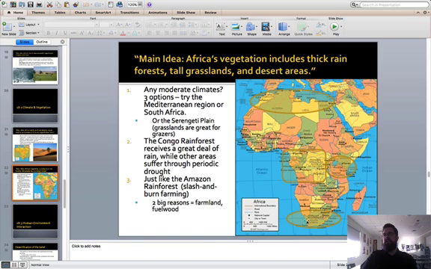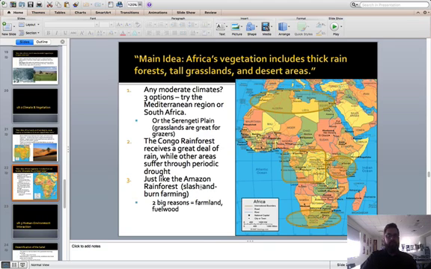The other one's going to be down here in South Africa, again, mainly along the coast. And then the next one's the Serengeti Plain, which is a grassland in Kenya and Tanzania, where you find a lot of the big wildlife like lions and rhinos and stuff like that. Then the Congo rainforest is in this area right here. And the Congo rainforest is dealing with the same problems as the Amazonian rainforest.